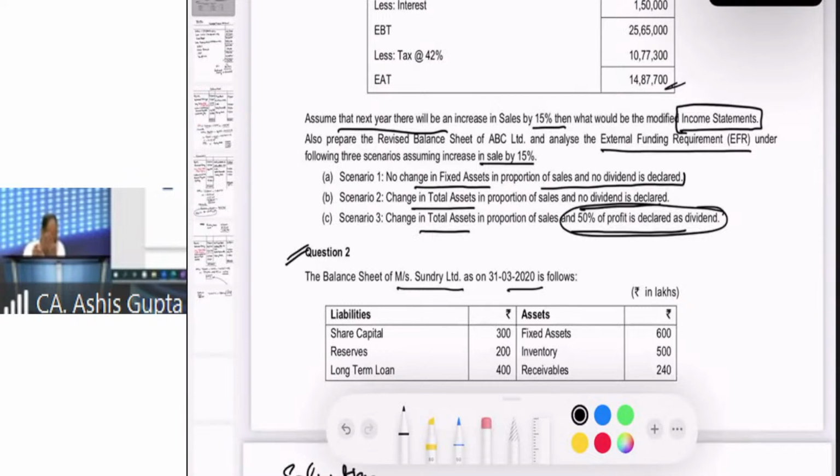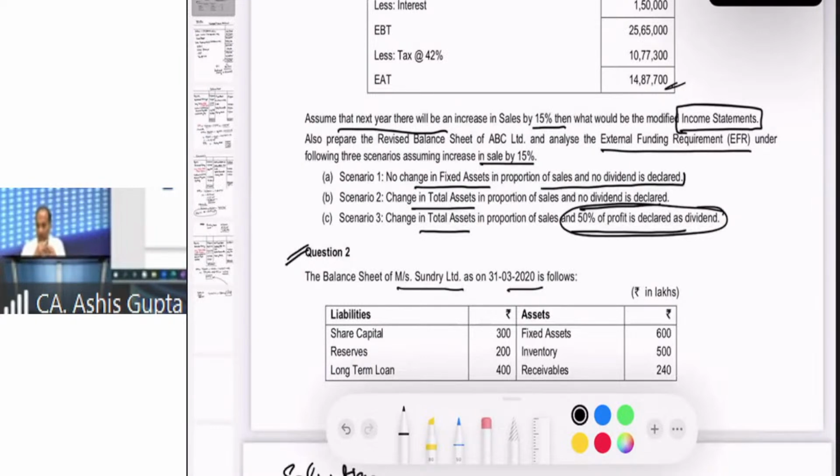Now, student, before I start this question, I want to discuss one or two things. Till now we have assumed that everything will be spontaneous. In these three scenarios, we have seen that they want to increase the sale. If the sale is increasing, our assets and liabilities are also increasing, and from the balancing amount we can get an idea of our external funding requirement. But sometimes there are constraints, like the management saying that our debt equity ratio should not be spoiled. In that case, how do we drive the computation? We shall see in this question.